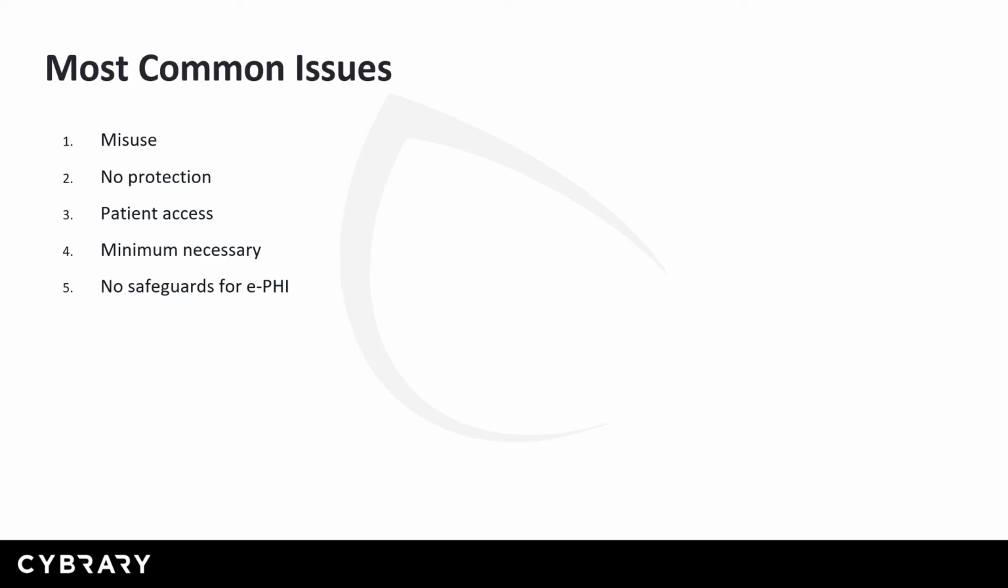So in the last video, we talked about the security rule. We took a deeper dive into it so you can fully understand it. Again, the main differentiating factor between the security rule and the privacy rule is that the security rule covers electronic protected health information, or EPHI. In this video, we're going to talk about some of the common issues that HHS has seen.